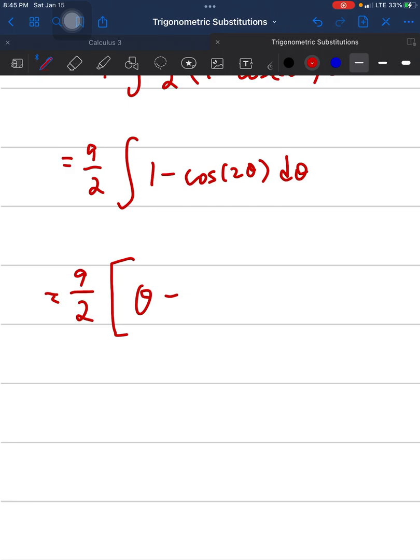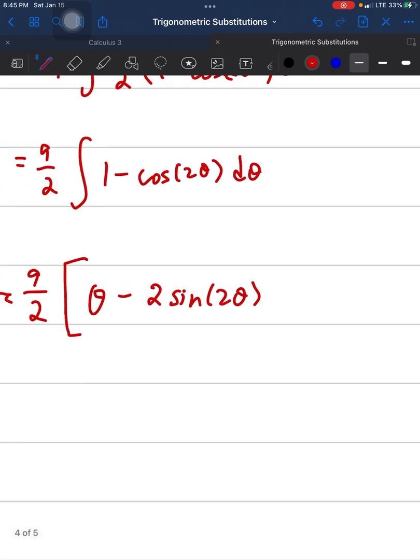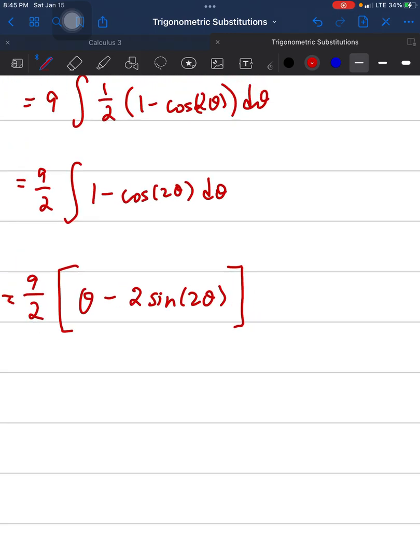Derivative of cosine theta is going to be, let's see, 2 sine theta. 2 sine 2 theta. So like that. So this is what we get. Now, what we can do.